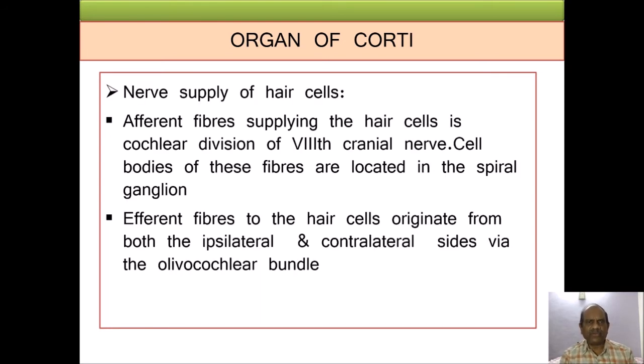Now what is the nerve supply? There is a nerve supply to the hair cells. The afferent fibers supplying the hair cells are from the cochlear division of the 8th cranial nerve. Cell bodies of these fibers are located in the spiral ganglion. Efferent fibers to the hair cells originate from both the ipsilateral and the contralateral sides via the olivocochlear bundle.